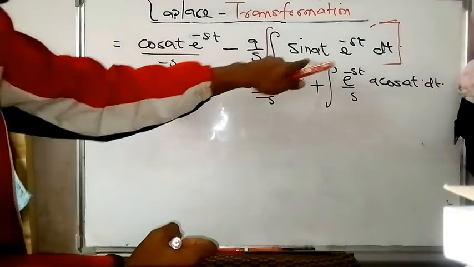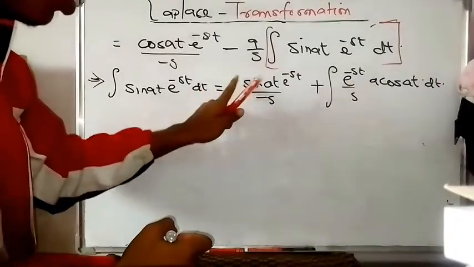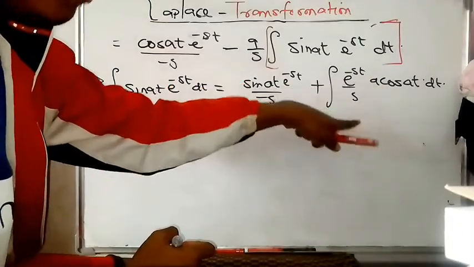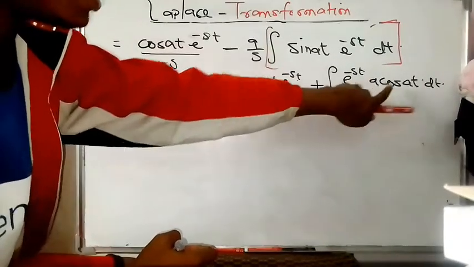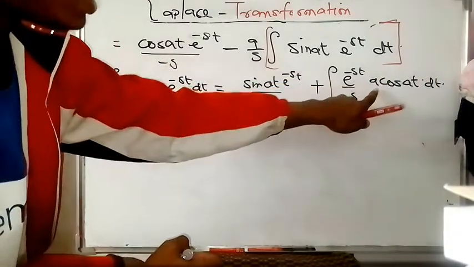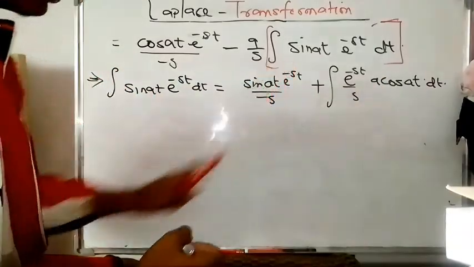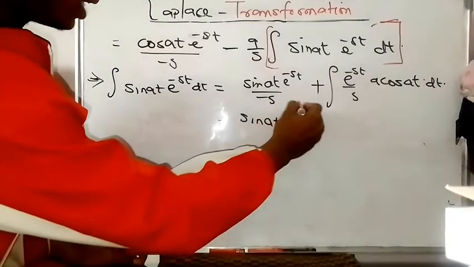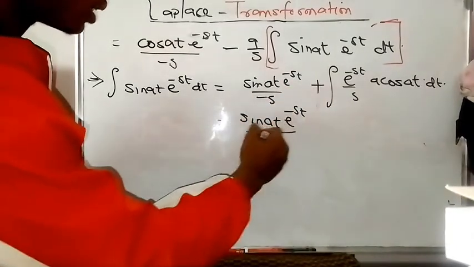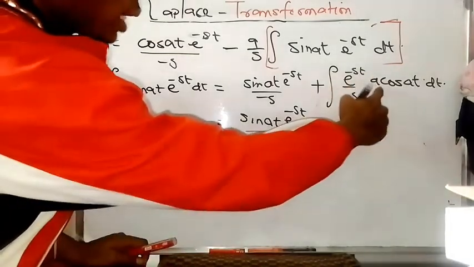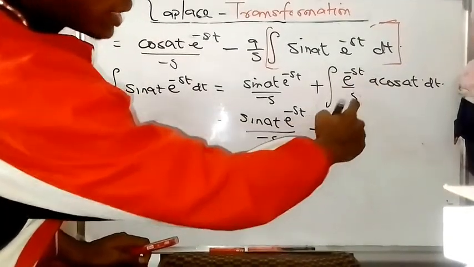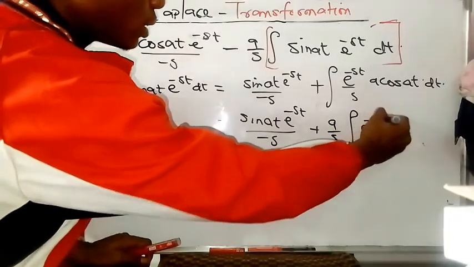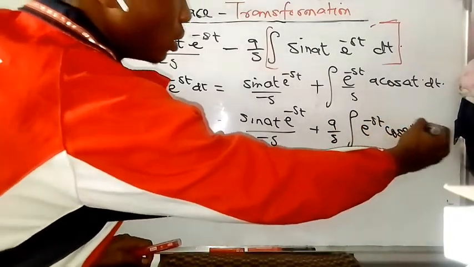So since we integrated sine at exponential minus st, this is what we got: sine at exponential minus st divided by minus s, plus the integral of exponential minus st divided by minus s, a times cos at dt, right? So we can take the constants a and s in front of the integral sign. So this is what we have: sine at times exponential minus st divided by minus s, plus, taking the constants a and s, a divided by s integral exponential minus st cos at dt.